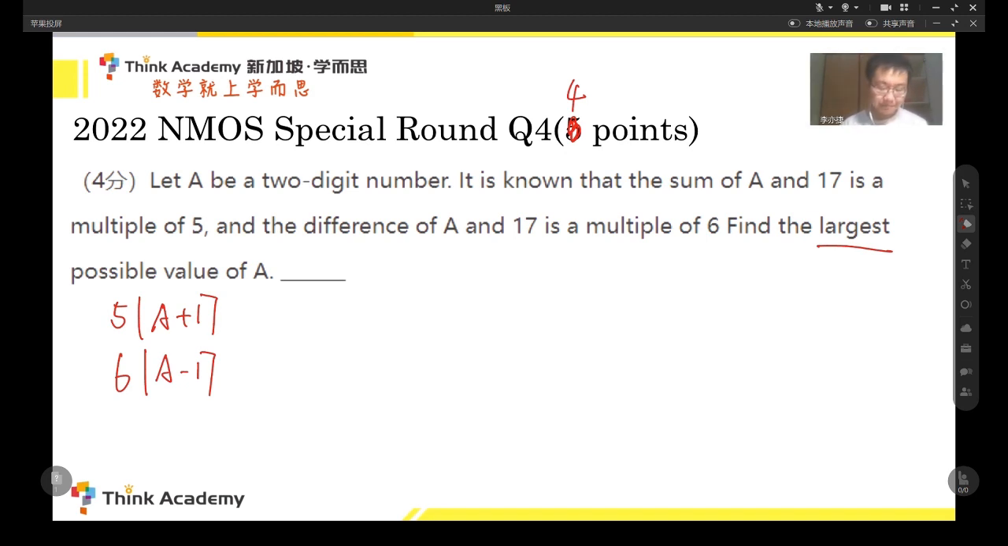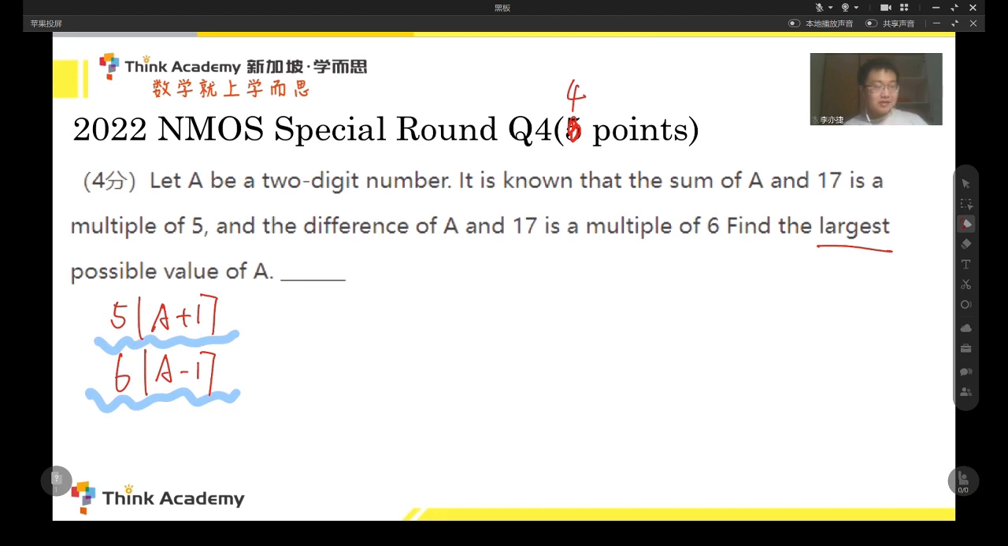Then, here we have 2 divisible conditions. But how can we solve out A? First of all, we can list all the possibilities, as we should find the largest possible value, right? So we just maybe start from 99, 98, and 97 and have a try. This actually is a way to solve it. But it's not so elegant, right?